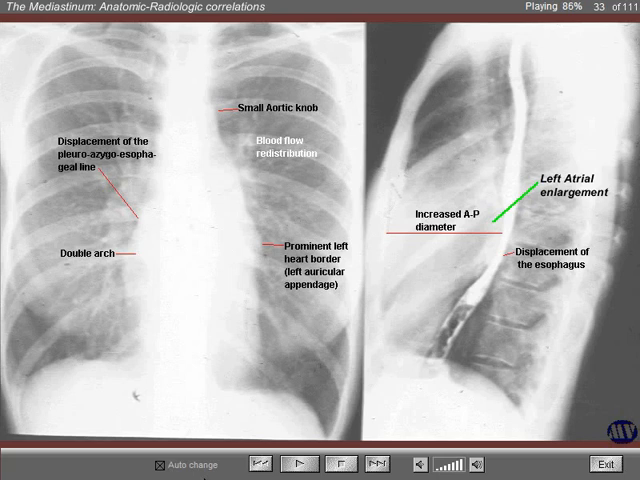Also, we note ventral to the esophagus prominence of the hilus superiorly, but we do not see prominent vessels inferior to the hilus. This is the result of redistribution of blood flow when a patient develops pulmonary hypertension secondary to mitral stenosis.